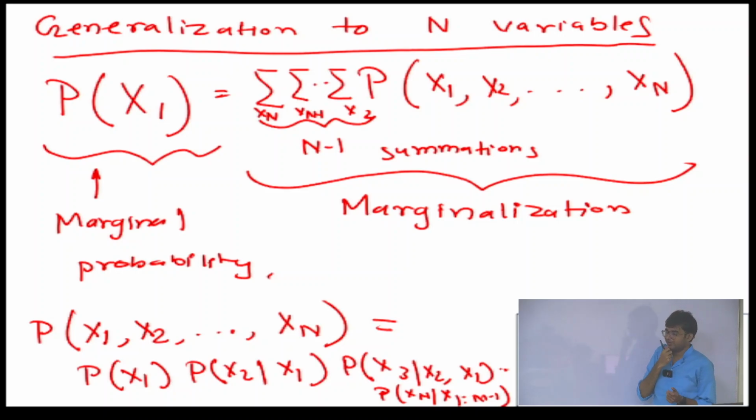And if you want to understand how you generalize it, the idea is simple. When you are dealing with x1, consider x2 to xn as a composite event and call it B, and keep on doing that and you will reach this relation. So this is the generalization of the product rule for n number of variables.